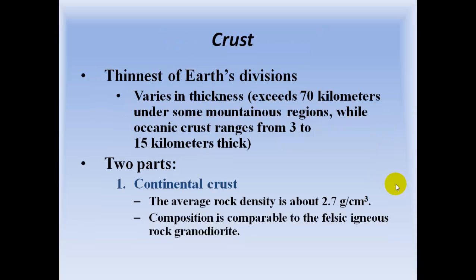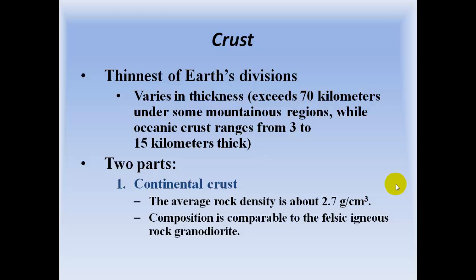The thinnest of Earth's divisions is the crust. It varies in thickness from 70 kilometers in some mountain regions to where the ocean crust is only about 3 kilometers thick. There are two parts to it: the continental crust and the oceanic crust.